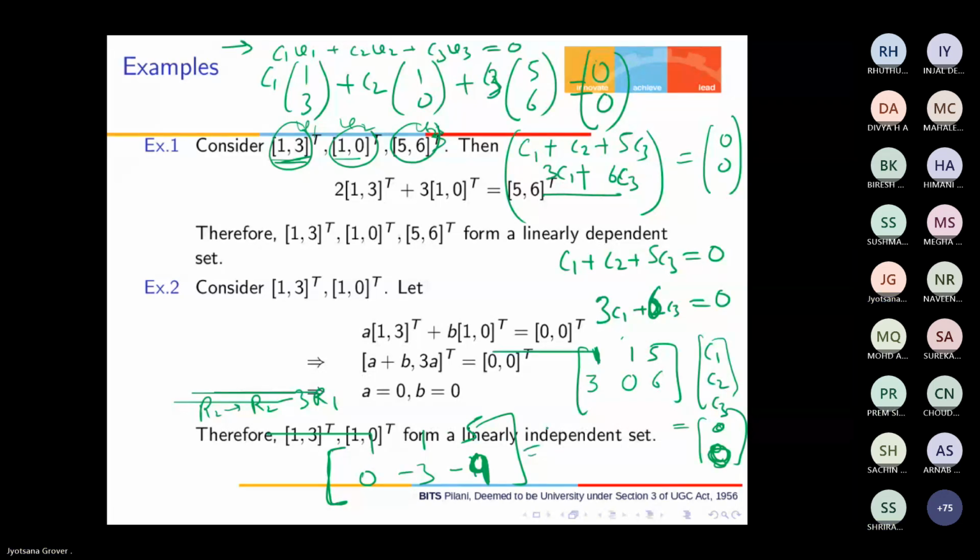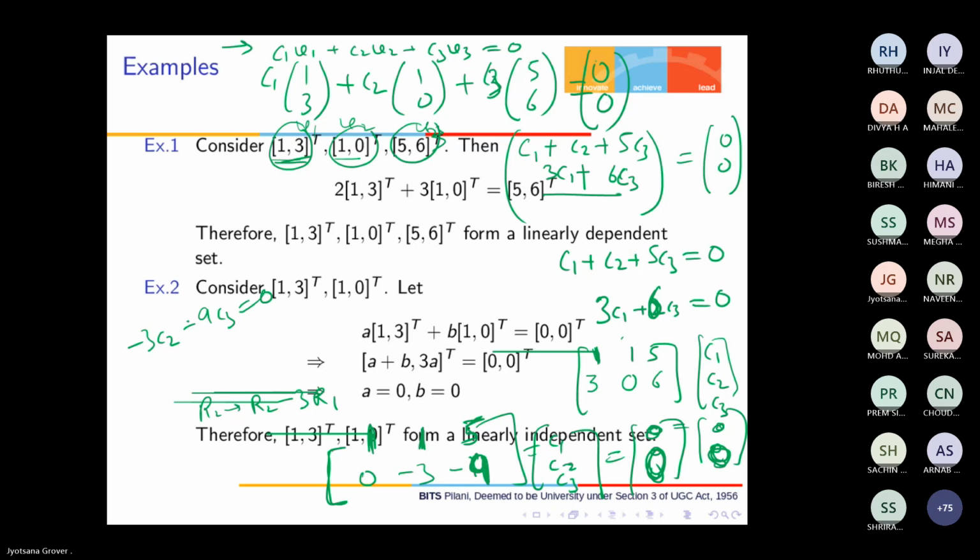Correct. C1, C2, C3 you get at 0, 0, 0, because it is 0. R2 equations now. Okay, now what do you get? One minus 3 variable: minus 3 C2 plus 9, minus 9 C3 is equal to 0. Okay, tell me which is your free variable?